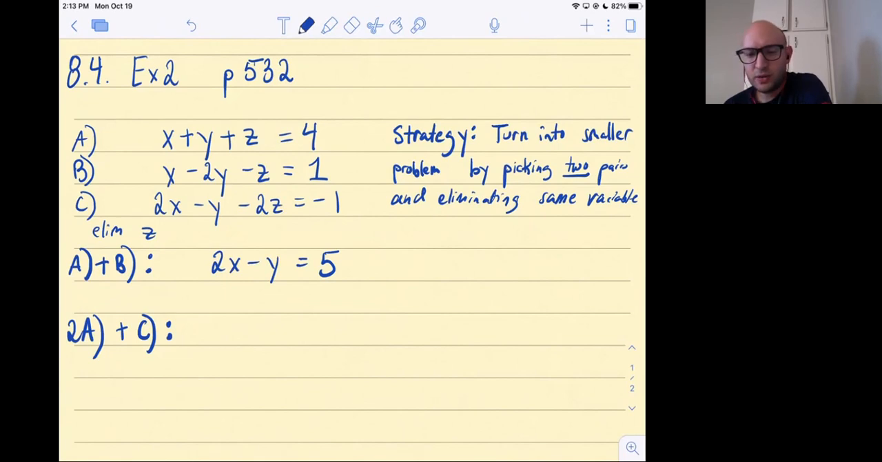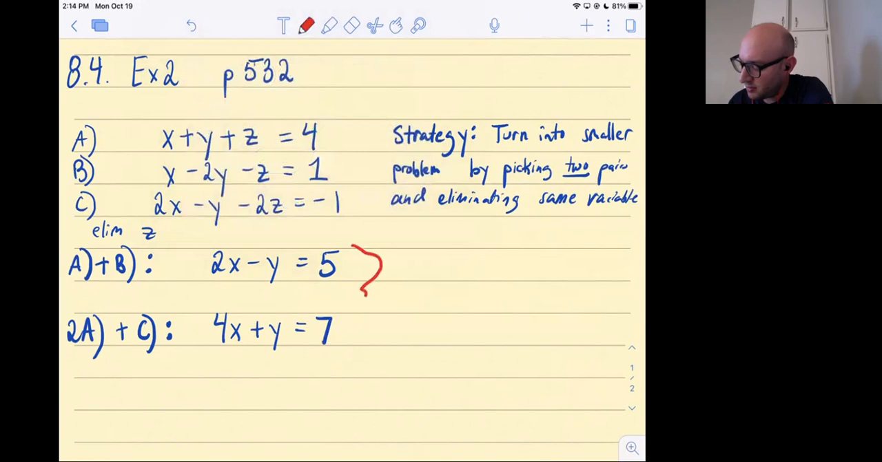Anyone want to chat or say what they got for 2a plus c? Nice, 4x plus y, because we're going to do 2x, so that becomes 4x plus y. And you better not get any z's because you tried to cancel. That was the whole point. And then multiply it by 2, subtract 1, you get this. Okay, sweet.